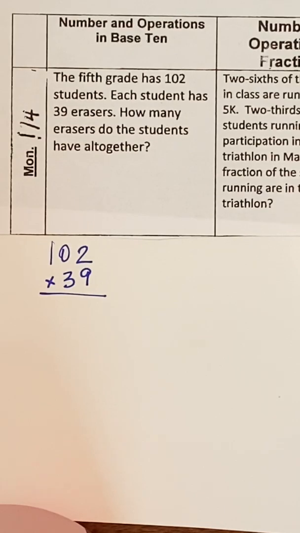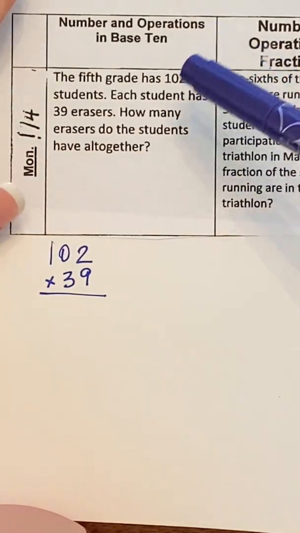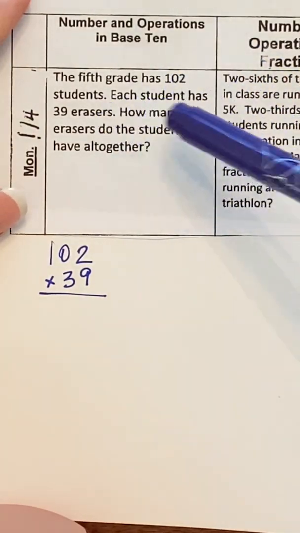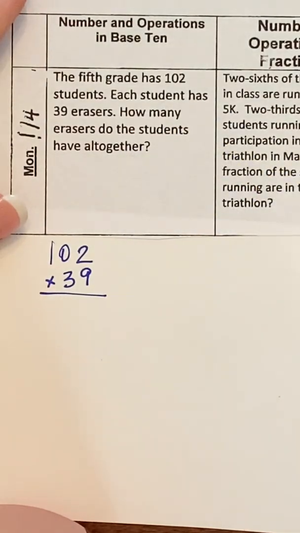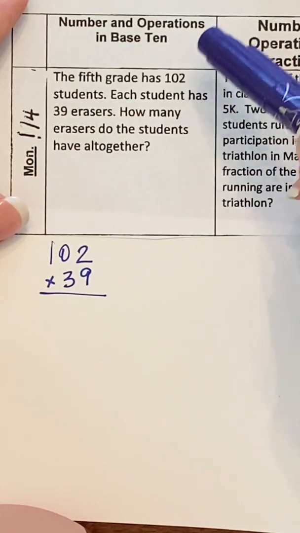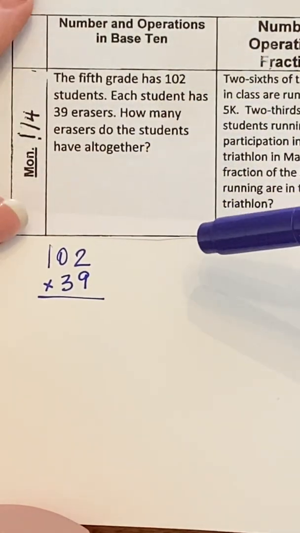Monday, January the 4th. This first problem reads, the fifth grade has 102 students. Each student has 39 erasers. How many erasers do the students have altogether? So if you're not really sure what to do, you can always think of it. What if one person had 39 erasers? Then what if two? What if three? But you obviously are going to want to do this with multiplication.